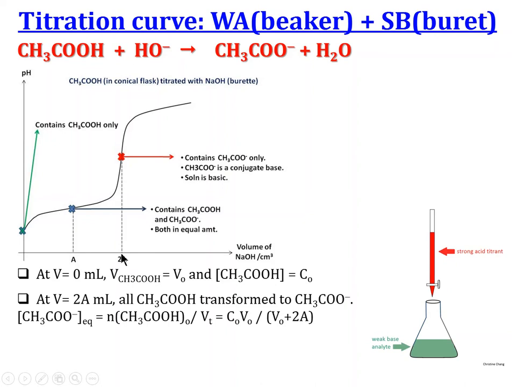At the volume equal to A, all acetic acid has reacted to acetate. So the number of moles of acetate at equivalence is equal to the initial number of moles of acetic acid. Therefore, the concentration of acetate at equivalence is equal to the number of moles of acetate at equivalence divided by V total, equal to the number of moles of acetic acid initial divided by V total, so equal to C0 V0 divided by V total, which is the initial volume of the acid plus 2A.